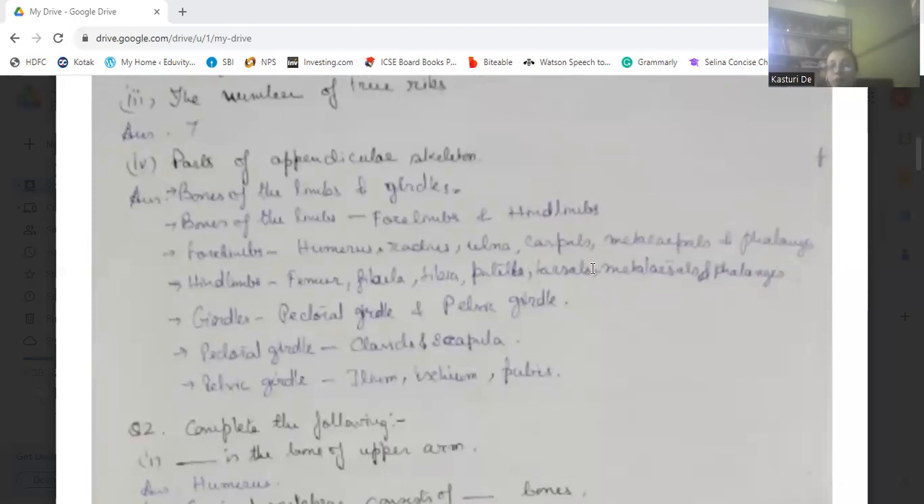Pectoral is the shoulder girdle, pelvic is the hip girdle. Pectoral has clavicle and scapula, and the pelvic girdle has ilium, ischium, and pubis. So all three bones are fused together.